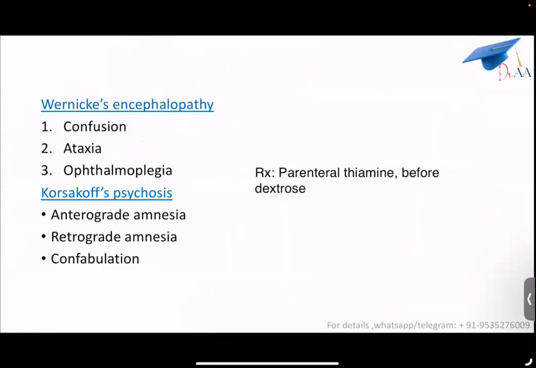Again, we're talking about alcohol. We'll talk a little bit about Wernicke's encephalopathy. They classically present with a triad. What is the triad of Wernicke's encephalopathy? There is confusion. There is ataxia, so they're not able to walk properly. And ophthalmoplegia is there, that is restricted eye movements. Ophthalmoplegia, ataxia, and confusion is the triad they present with.